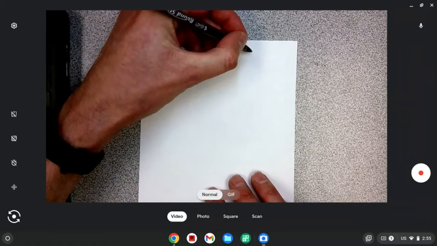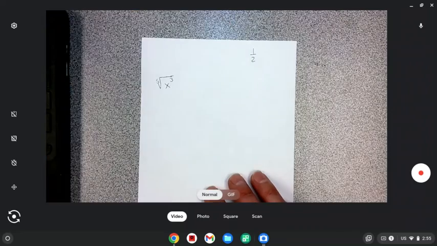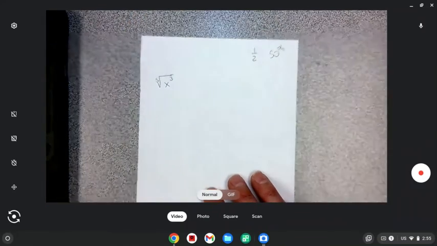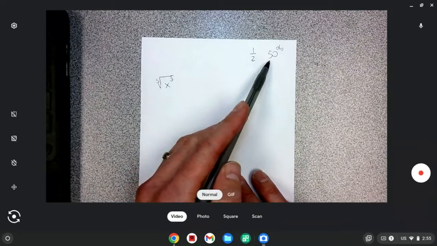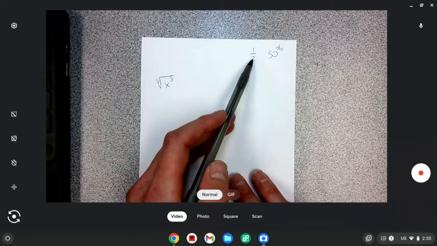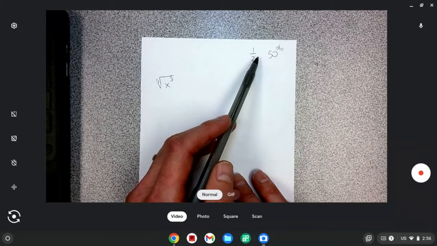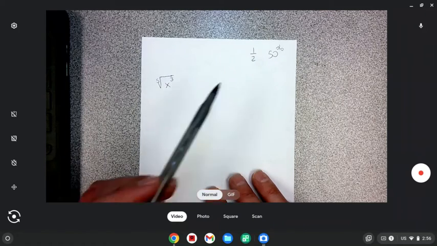It's kind of like how 1/2, you could write that as 50%. It means the same thing. It's just a different way of writing it. Sometimes it's better as a fraction. Sometimes it's better as a percent. It just depends on what you're doing.